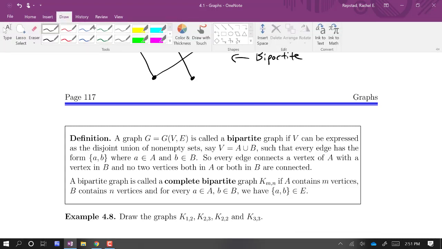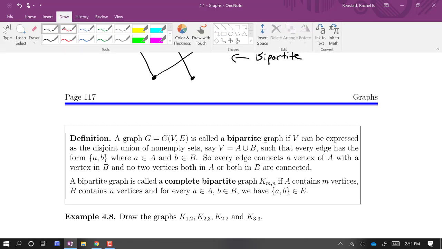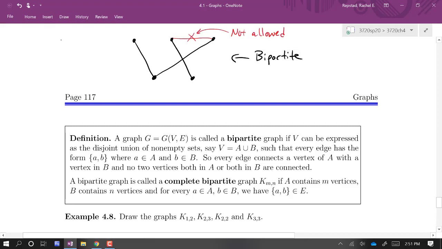What is not allowed is having an edge that goes within a set, like so, between 2 vertices in the top set or between 2 vertices in the bottom set. That's not allowed. A complete bipartite graph is one where you have 2 sets of vertices. I always draw them one set on the top and one set on the bottom. And what makes it complete is you've drawn every possible edge that can go between the top and the bottom. We denote the complete bipartite graph as K sub m comma n, so how many vertices in each of the 2 sets.